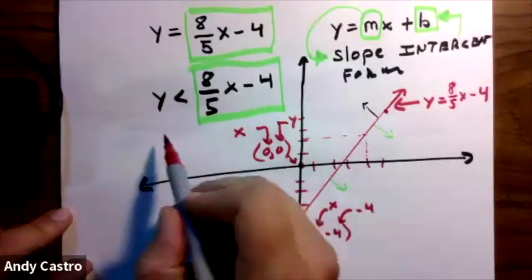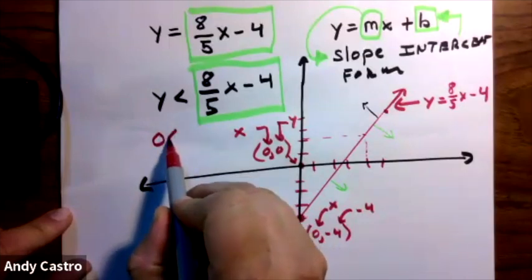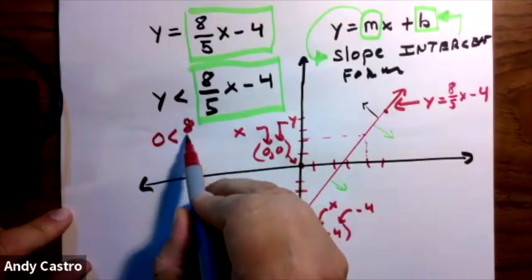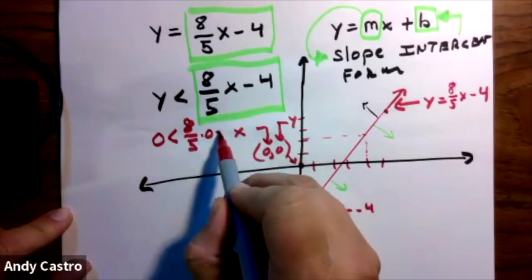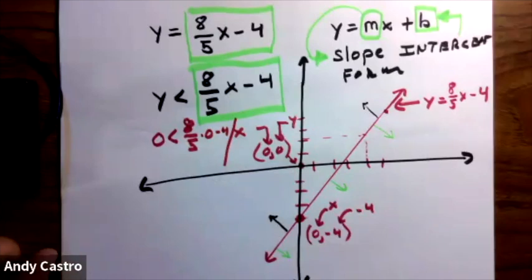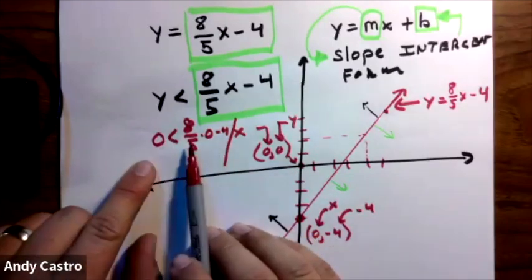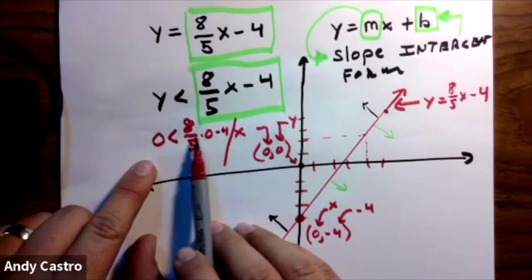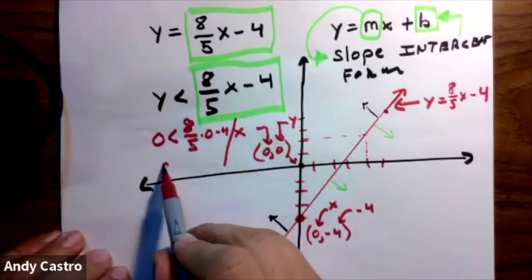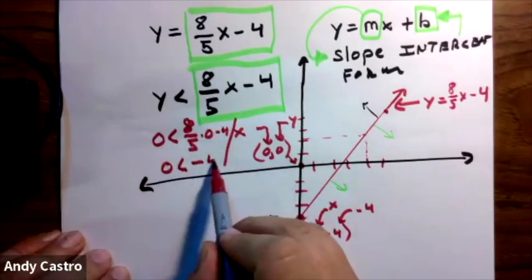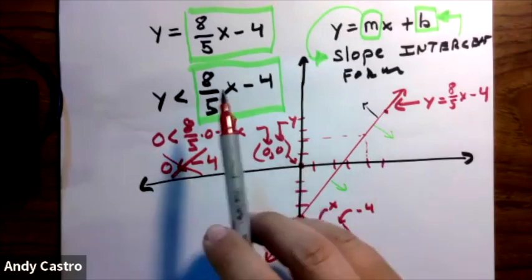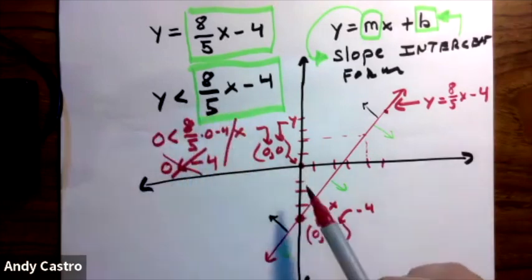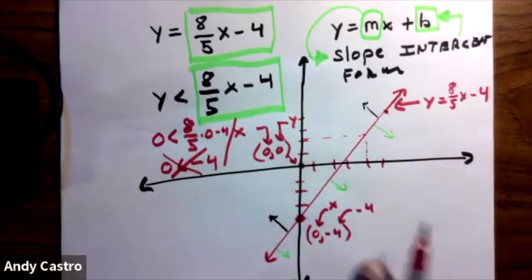So we'll plug in 0 for y less than 8/5 times x, which is 0, so times 0, minus 4. 8/5 times 0 is 0. 0 minus 4 is -4. Is 0 less than -4? It is not. That's false. So what that means is the point (0, 0) is not included in this. So all the points over here are.